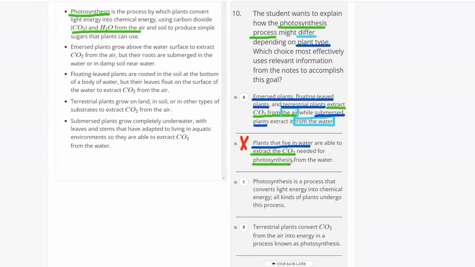Now, what about choice C? Photosynthesis is a process that converts light energy into chemical energy. All kinds of plants undergo this process. Well, we see a lot of evidence of photosynthesis. In fact, the whole thing is evidence of photosynthesis. I guess we see kind of a mention of plant type. All kinds of plants undergo this process, but even that's kind of a stretch, and no evidence of differences. That's why it can't be choice C.